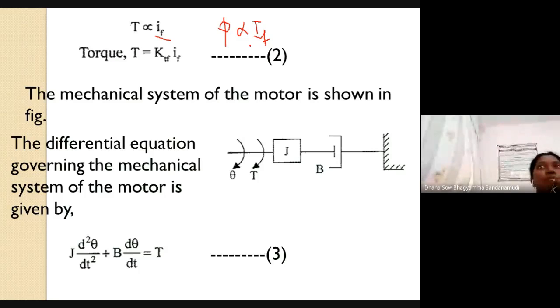So instead of flux, I can write IF. Torque is directly proportional to the flux. Replace flux by proportionality with some constant KTF. Okay, so now the mechanical system. This is our mechanical rotational system.